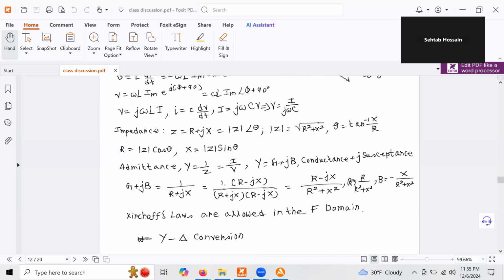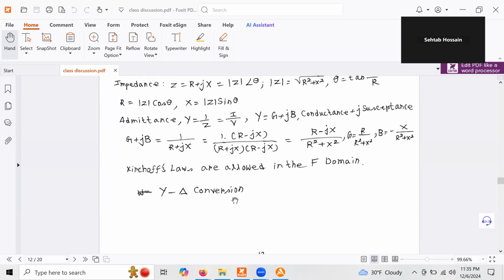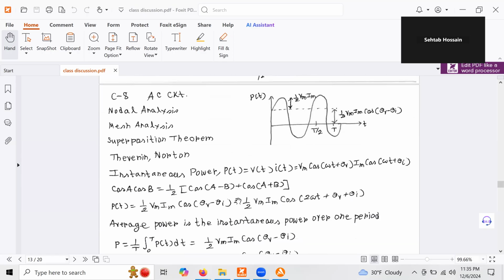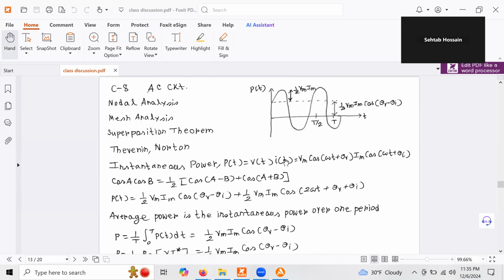So here my conductance is this part and susceptance is this part. We can apply Kirchhoff's laws, KVL, KCL, also in the frequency domain, and we can also apply Y-delta conversion in the frequency domain. So let's talk about AC circuits from lecture 8.